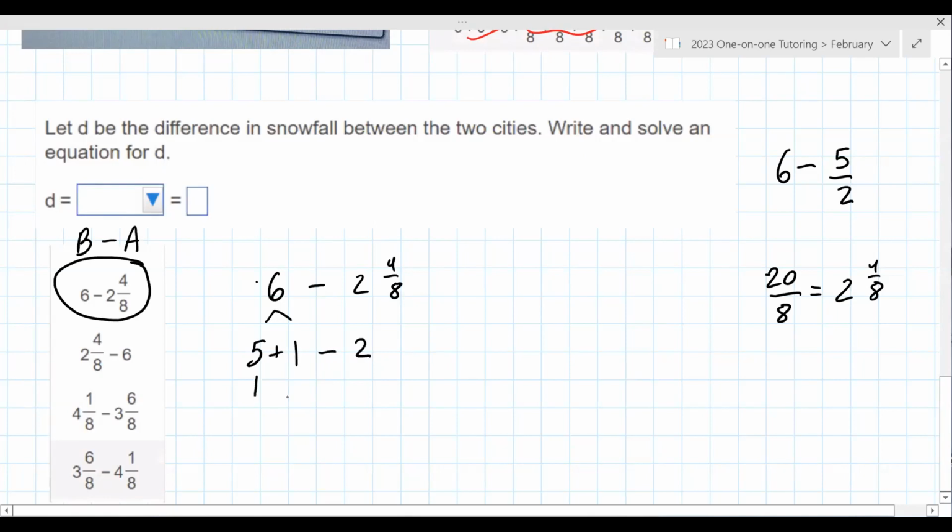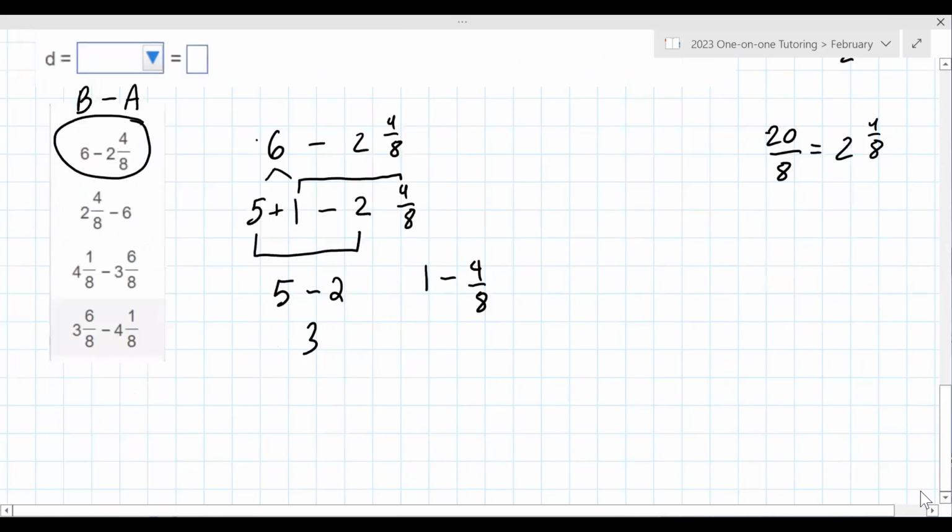So we're going to look at this 5 and we're going to subtract the 2. What is 5 minus 2? 3. And then this 4/8, we're going to take the 1 and subtract the 4/8. 1 minus 4/8. Do you remember how to subtract from a whole? Any idea how to do this? 1 minus nothing.